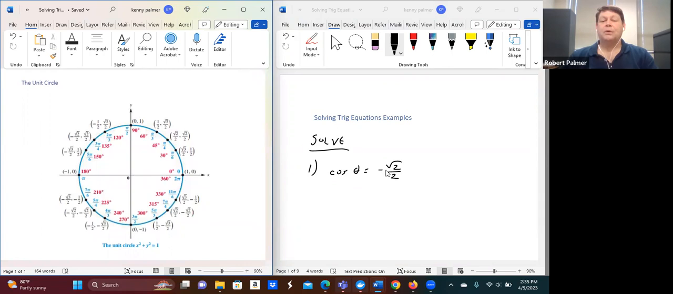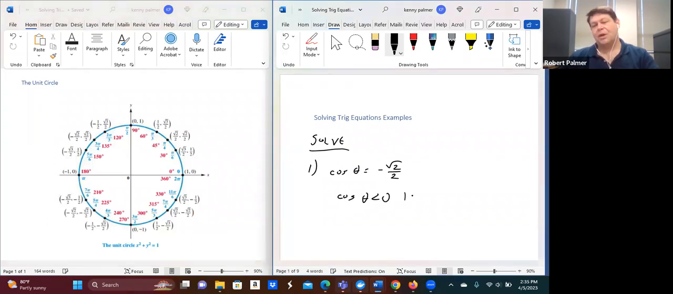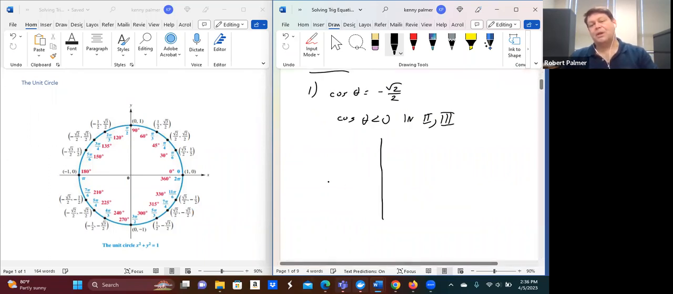Also we can mention here that cosine of theta is negative in quadrants 2 and 3. That tells us where to look. So the solution is going to be in quadrants 2 or 3, if there is one. If you look on the unit circle, remember that the x coordinate of each angle is your cosine value, and the y coordinate is the sine value. So if we look in quadrant 2, the cosine of 3 pi over 4 is negative square root of 2 over 2. And then also in quadrant 3, we also have essentially a related value, like a mirror image.